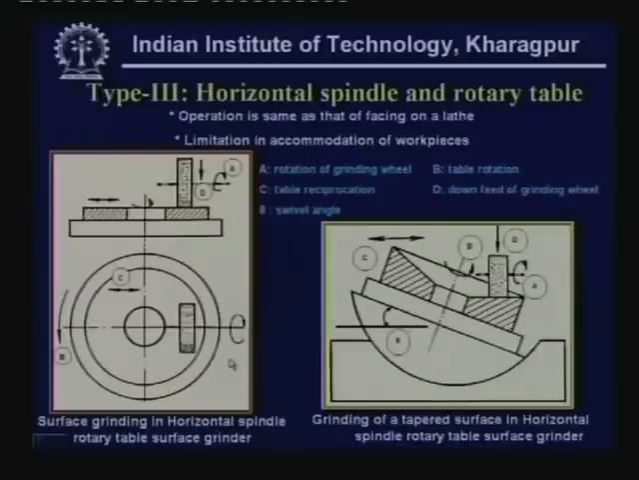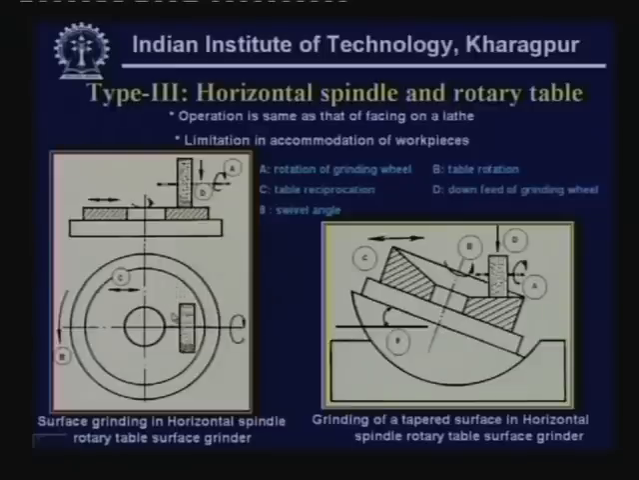Now we go to the third one, which is the horizontal spindle rotary table surface grinder. Here what we can see is that instead of a reciprocating table, this work table rotates. At the same time, provision is made to have reciprocation of this table. Actually, this machine is not commonly used because of some limitation in the size of the workpiece which can be accommodated.